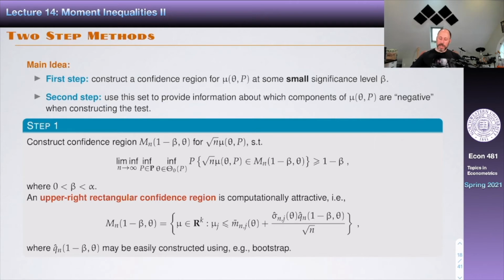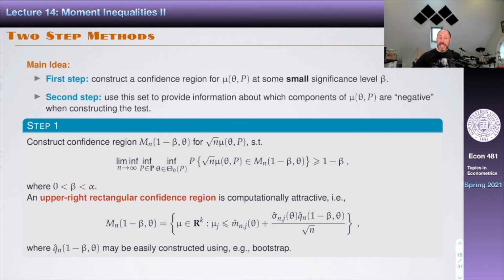So here are the 2 steps. In the first step, you're going to construct a confidence region for mu that we're going to call M. Okay, it's going to be a 1 minus beta confidence region for the square root n mu. And so we want this to satisfy the following. The lim inf of the inf of the inf of the probability that square root n mu belongs to our confidence region is at least equal to 1 minus beta, where beta is going to be some small significance level, which in particular is going to be smaller than alpha, which is the coverage that we're going to want of our method at the end of the day. So if you're doing 5%, beta is typically going to be like 1%, say, or something like that.